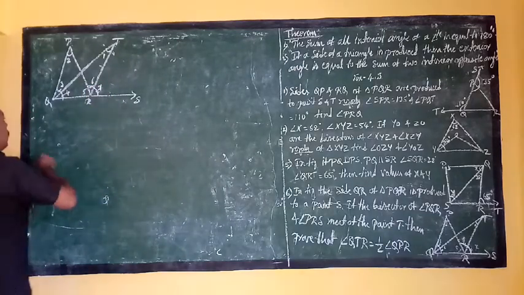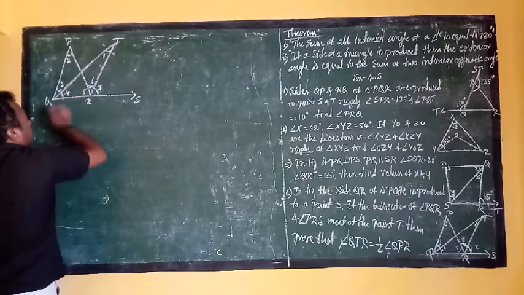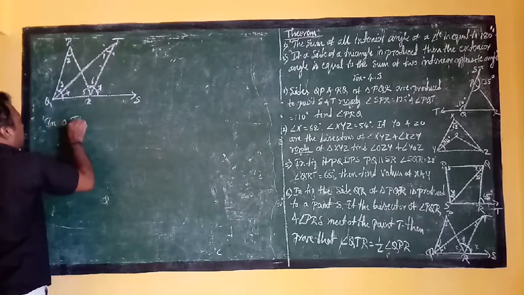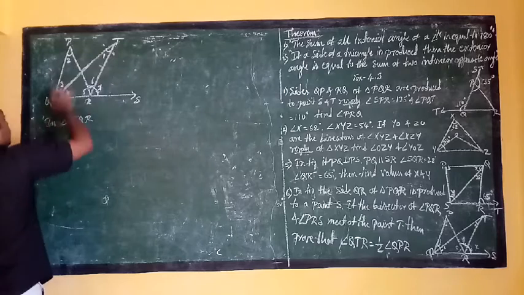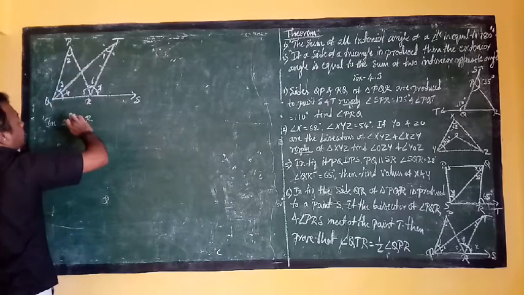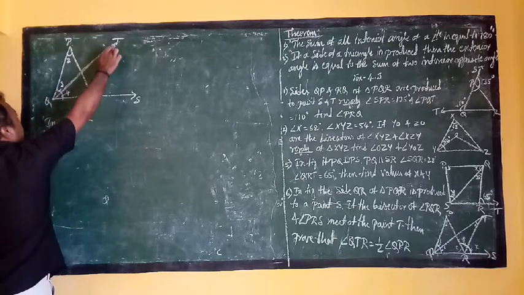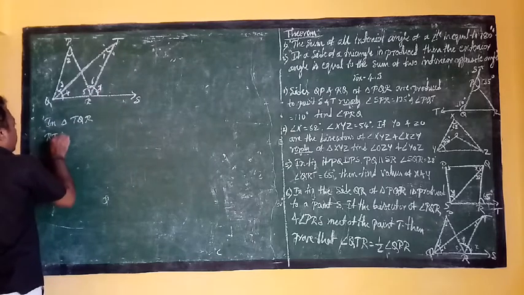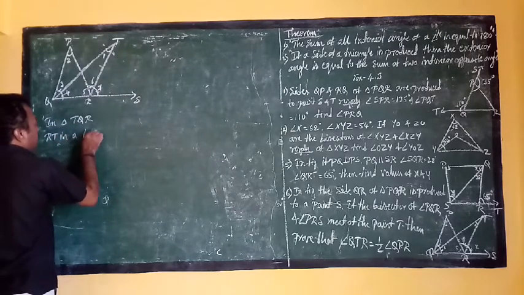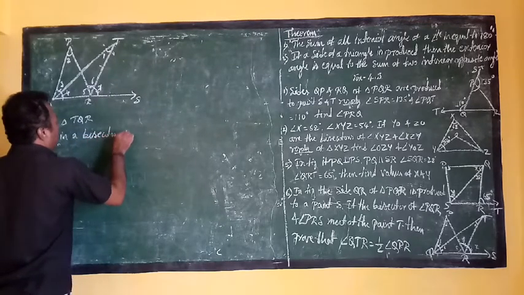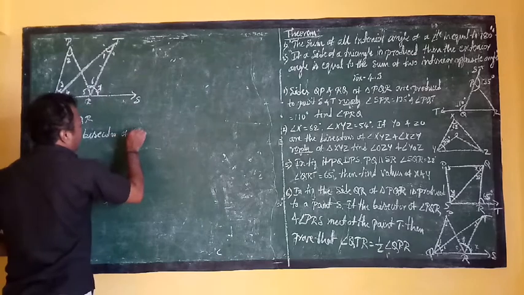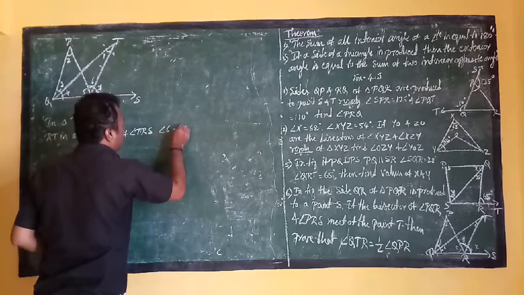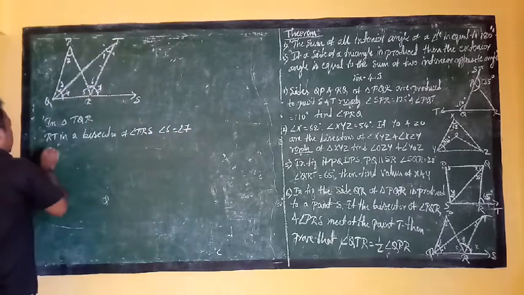So firstly, see students, I will take triangle TQR. In triangle TQR, here RT is what? RT is a bisector of angle TRS, correct? Therefore, angle 6 is equal to angle 7, angle 6 is equal to angle 7, like that.